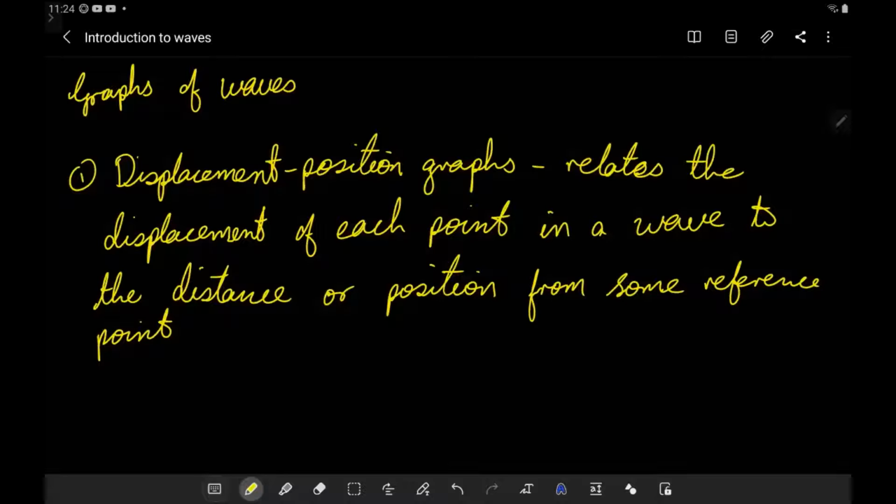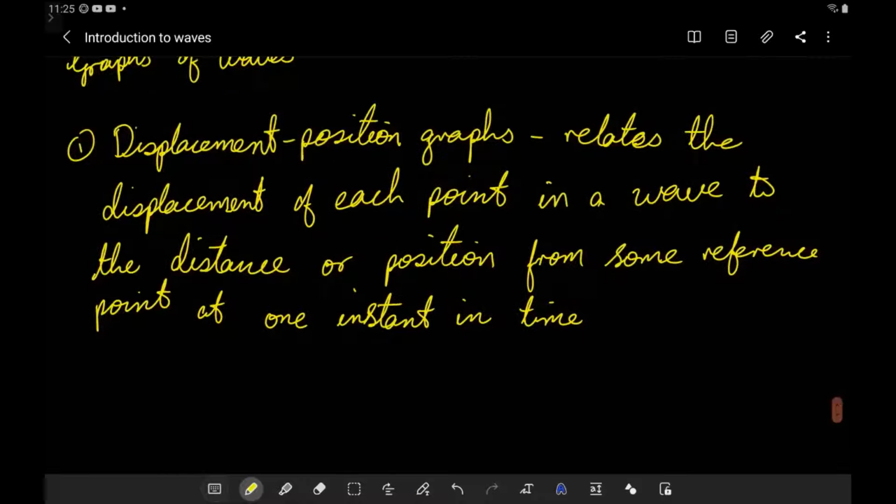Okay, so now notice that this displacement position graph has no time in it. So this is at one instant in time, or time is held fixed. So we want to know what the wave is doing at one instant in time. Let's see an example of it.